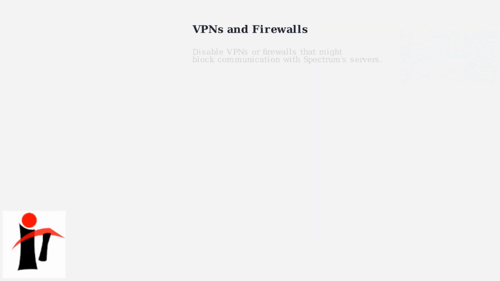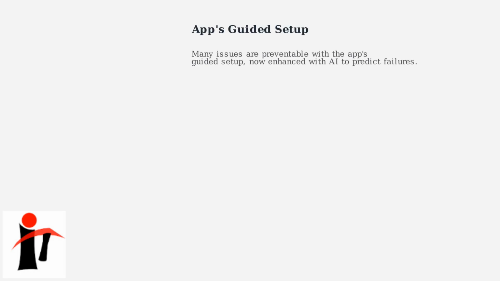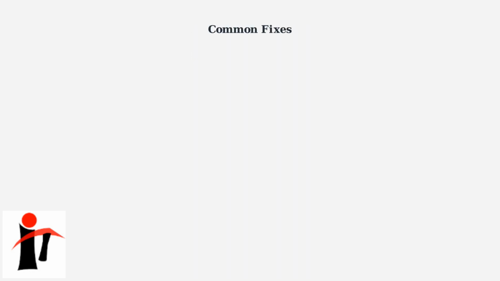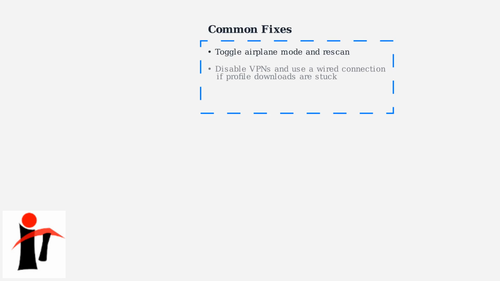Disable VPNs or firewalls that might block communication with Spectrum servers. Many issues are preventable with the app's guided setup, now enhanced with AI to predict failures. A common fix is toggling airplane mode and rescanning. Disable VPNs and use a wired connection if profile downloads are stuck.